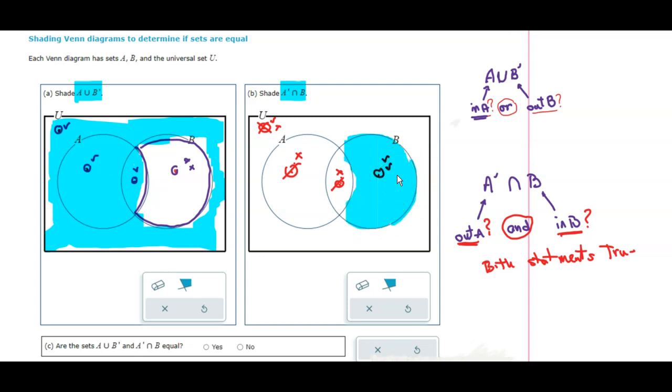Now we're done with A, we're done with B, and the question in C here is whether the sets A union B prime and A prime intersect B are equal. A union B prime would be this part here, and A prime intersect B would be this part over here. Are they equal? Obviously not. Actually they are complements of each other, but they are not equal, so the answer should be no. And that's all.